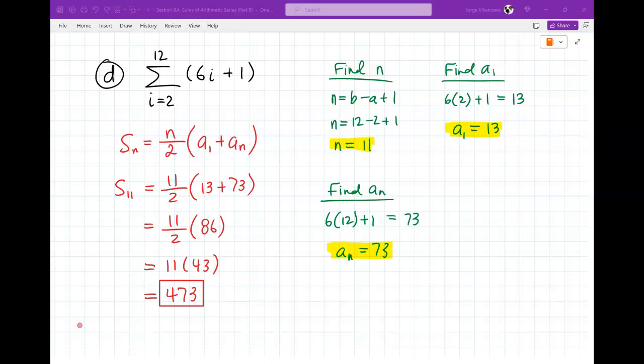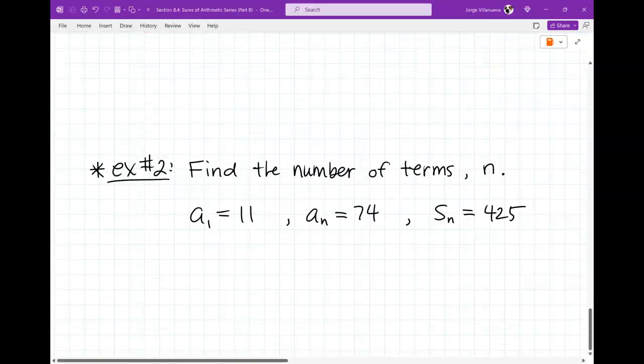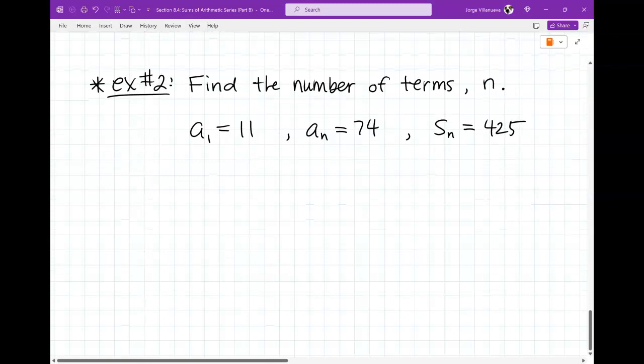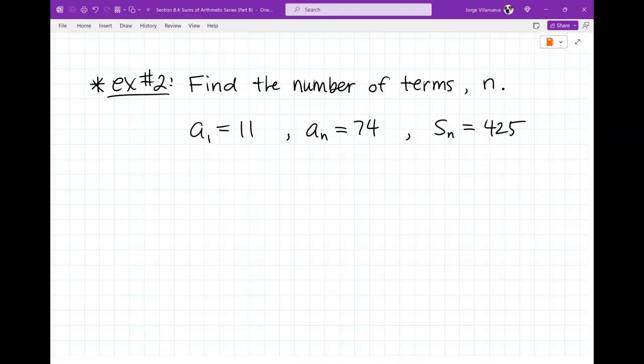Okay? So we have one more example to do, but this one's different. This one's a little different than what we've been doing. So go ahead and write that out. And it's the only one we're doing, and then we're done. Okay? This one says find the number of terms, n, right? So how many terms did we add up together? It said we started from 11, we ended at 74 in terms of the values, and they added up to 425.